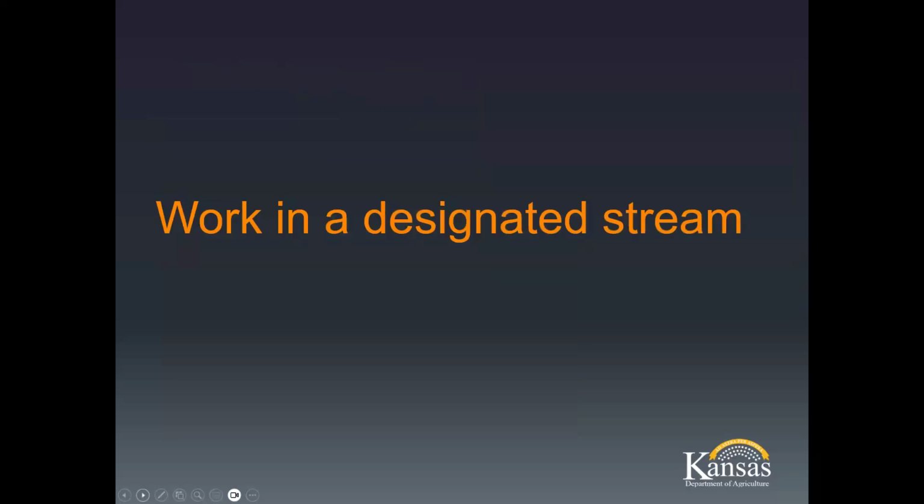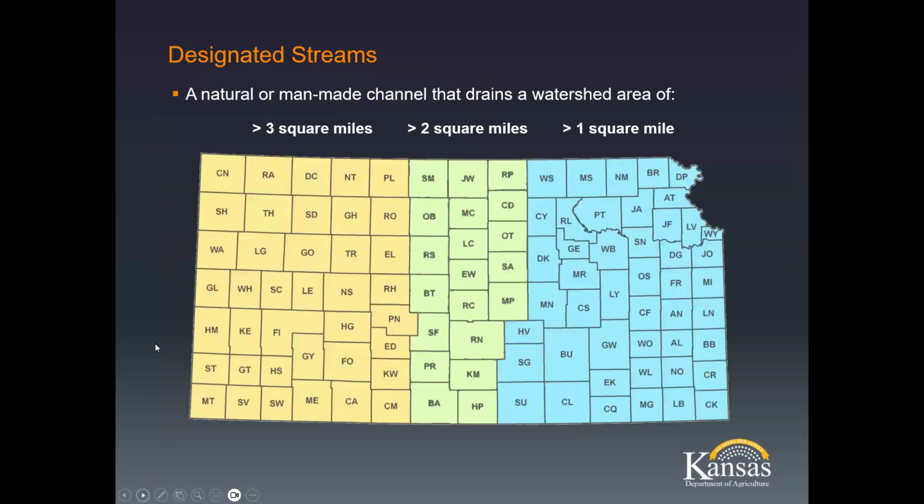So now we're going to talk about working in a designated stream. What is a designated stream? According to the law, it's a natural or man-made channel that drains a watershed of, in the eastern part of our state, 1 square mile or more. In the center of our state, 2 square miles or more, and in the western part of our state, 3 square miles or more.